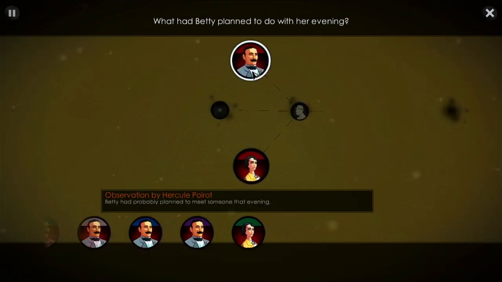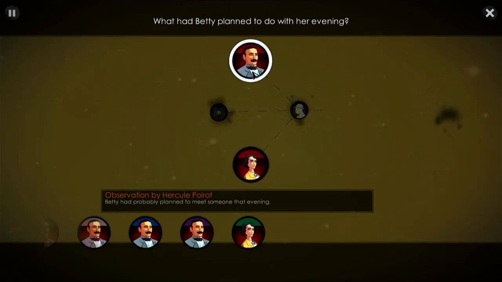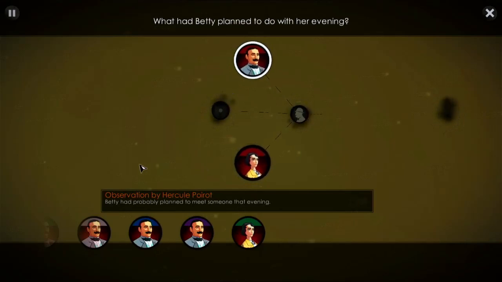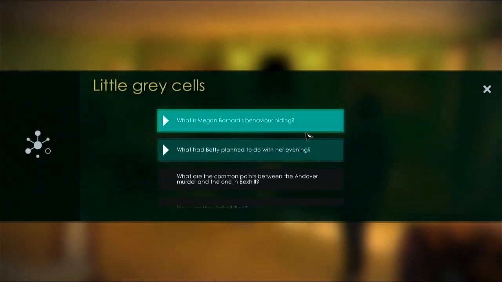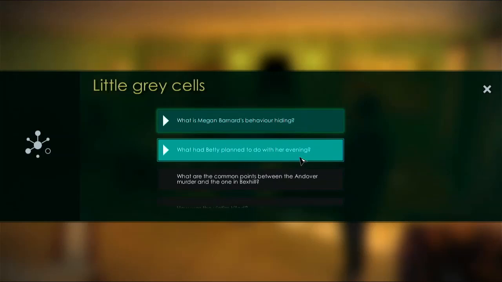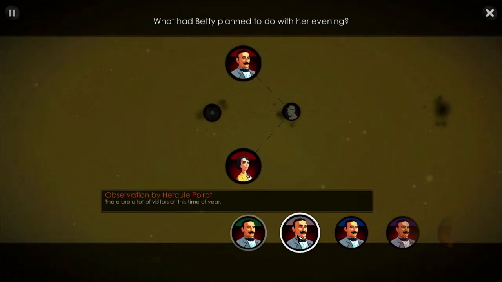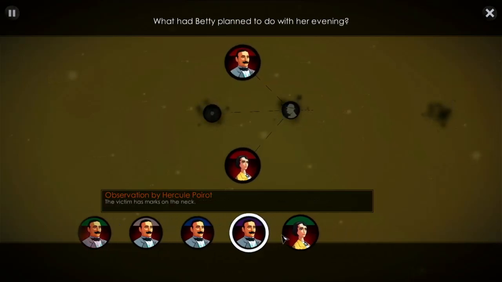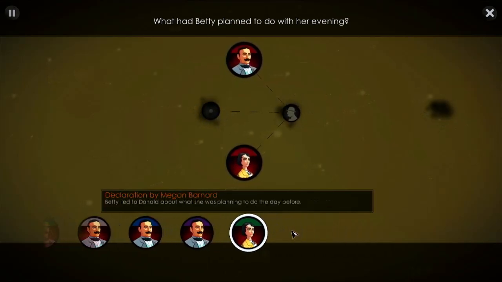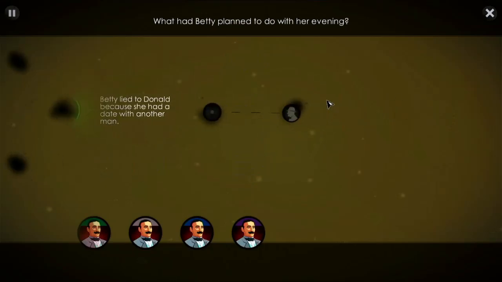Okay, so we have... Betty had probably planned to meet someone that evening. Betty was seeing other men as well as Donald. Used to go out a great deal. Lots of visitors at this time of year. Marks on her neck. I think Betty lied to Donald about what she's going to do the day before. There we go. Betty lied to Donald.